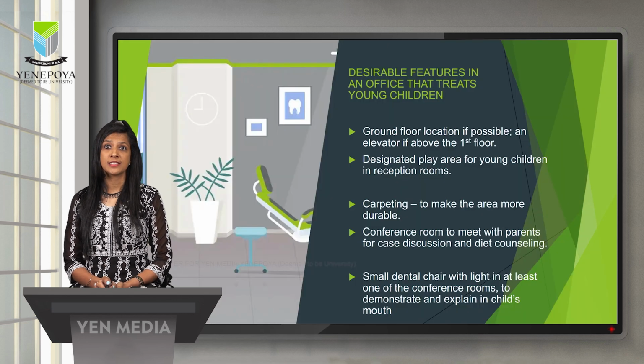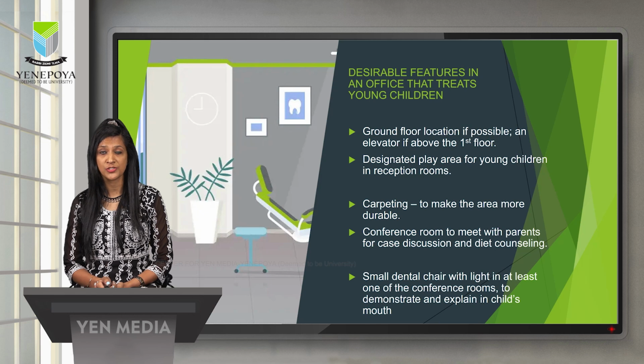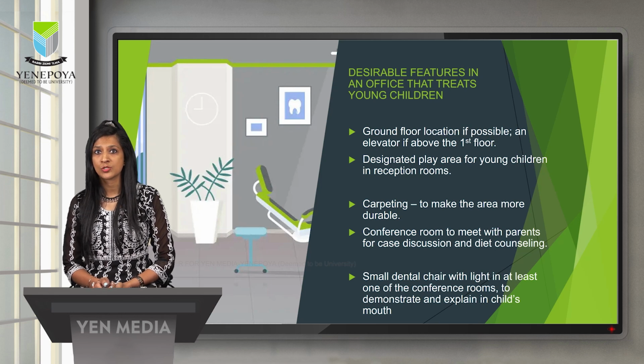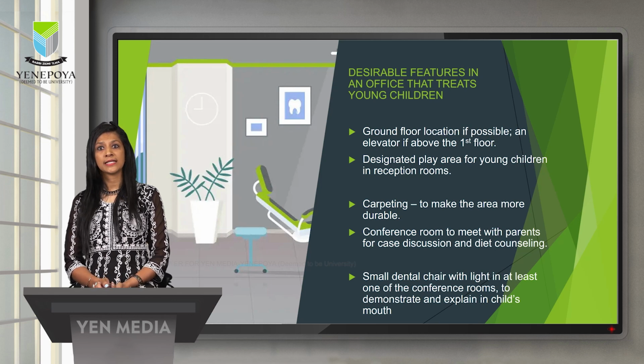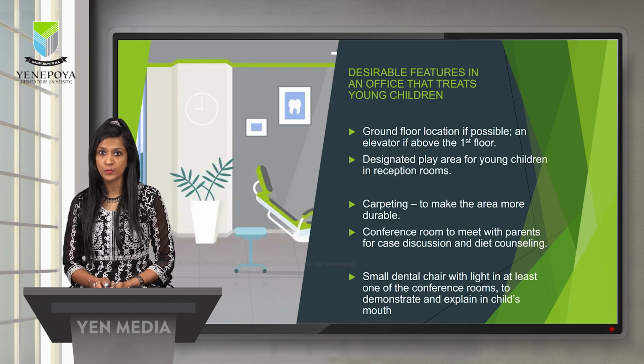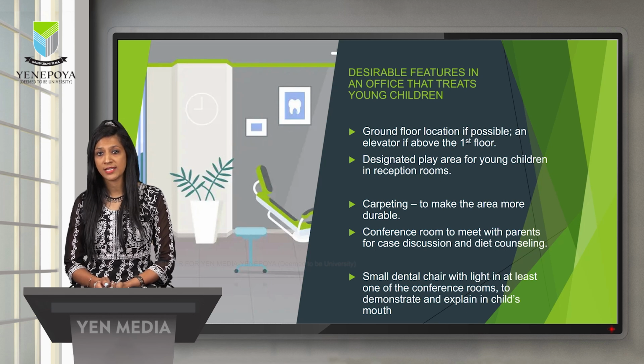I will be enumerating a few desirable features in an office which treats young children. So while selecting your clinic, it would be preferable if you can find a ground floor location. If not, if it is a first floor and above, please try to see that there is access to an elevator. There should be a designated play area for young children in reception rooms. You can have carpeting in the clinic to make the area more durable. You can have a conference room where you can meet with the parents for case discussions and diet counseling, and preferably have a dental chair in the conference room where you can demonstrate and explain in the child's mouth.